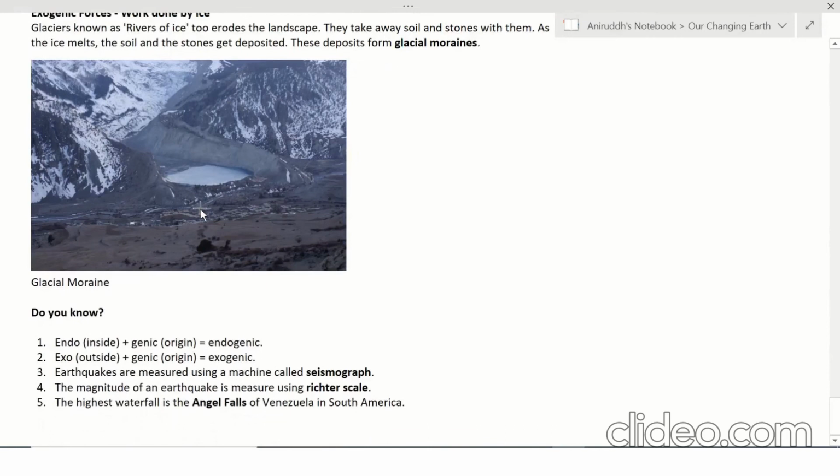Do you know? Endo, which means inside, plus genic, which means origin, forms endogenic. Exo, which means outside, plus genic, which means origin, forms exogenic. Earthquakes are measured using a machine called seismograph. The magnitude of an earthquake is measured using a Richter scale. The highest waterfall is the Angel Falls of Venezuela in South America.